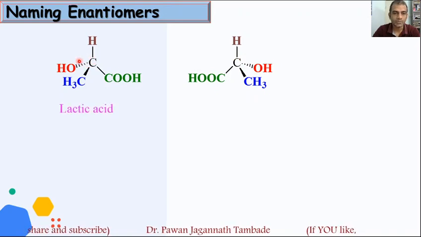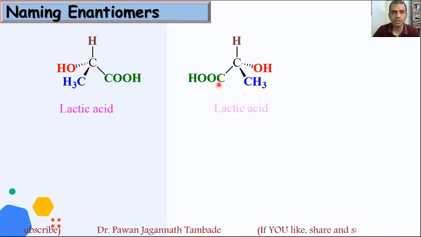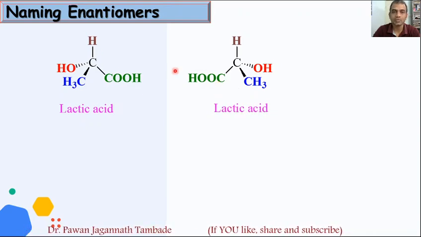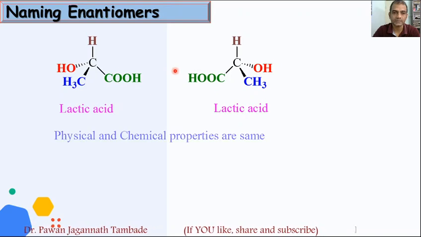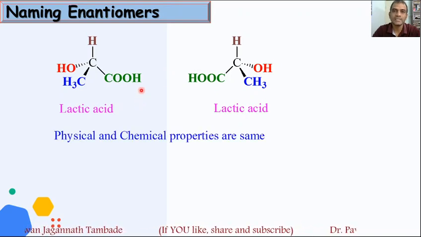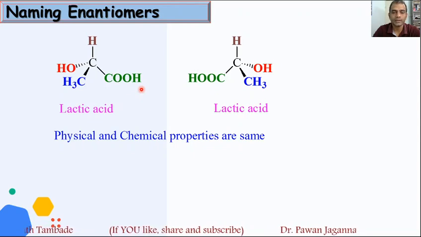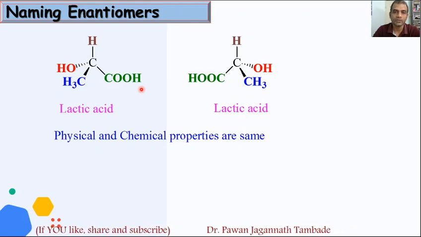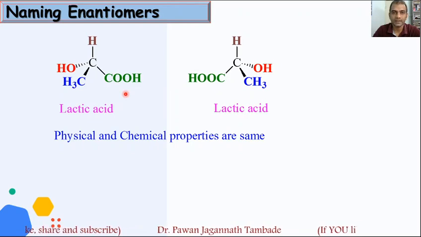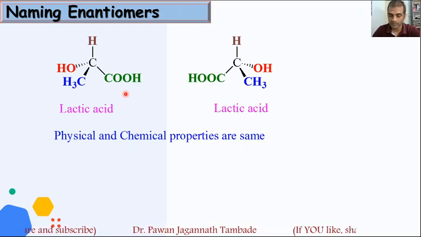Now the name of this molecule is lactic acid and the name of this molecule is also lactic acid. So both are isomers of lactic acid. When we went through the physical and chemical properties of these two molecules, we found that the physical and chemical properties of both the molecules are exactly matching. So we cannot differentiate these two molecules on the basis of their physical and chemical behaviors.